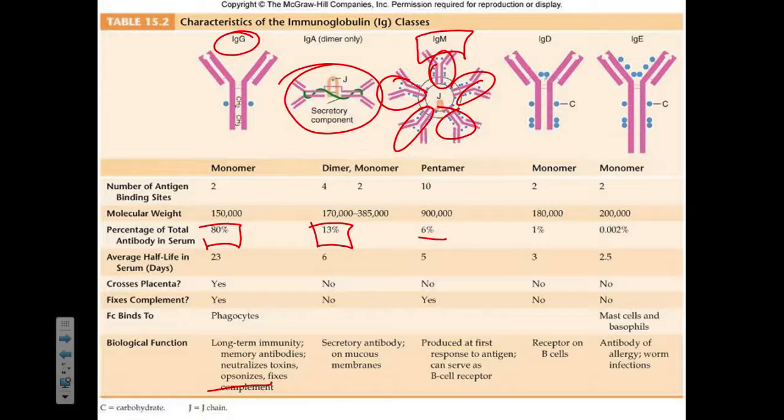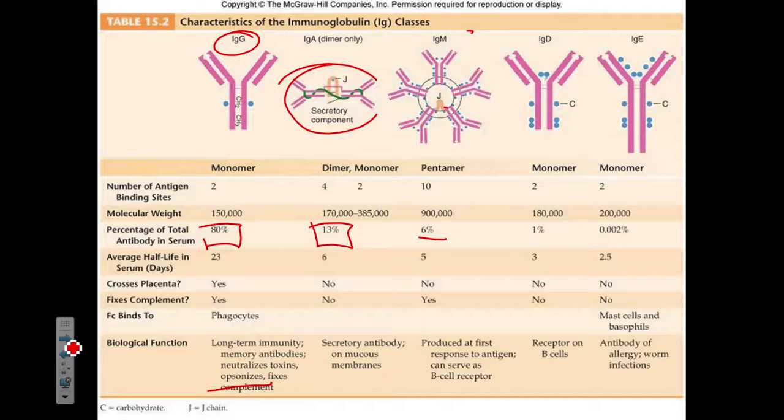IgM also functions particularly well when we want a bacterium to be clumped together. These 5 subunits are each capable of binding to 2 bacterium. So theoretically, an IgM antibody can cause 10 bacterium to get stuck together.